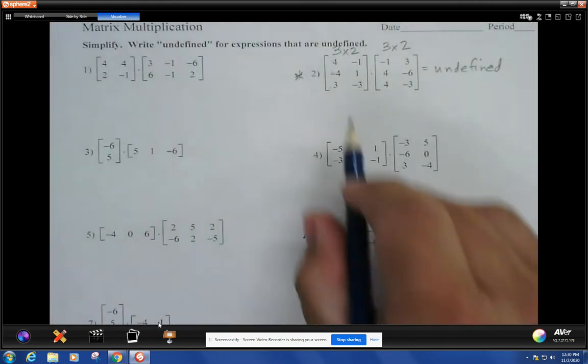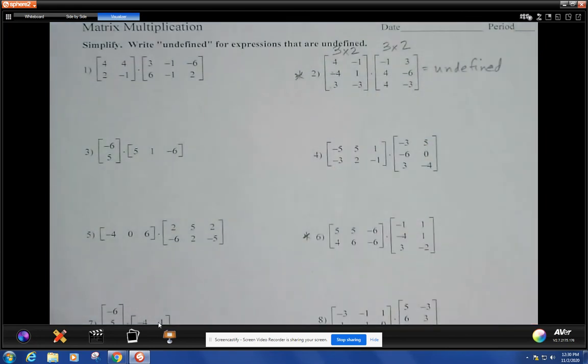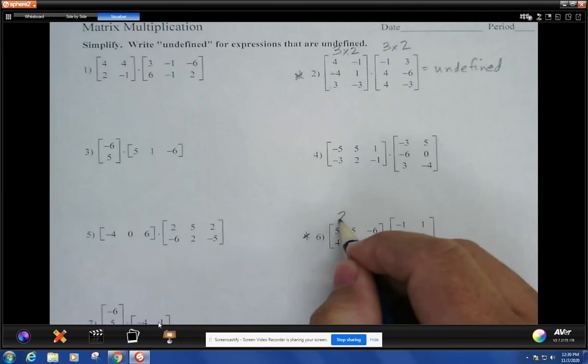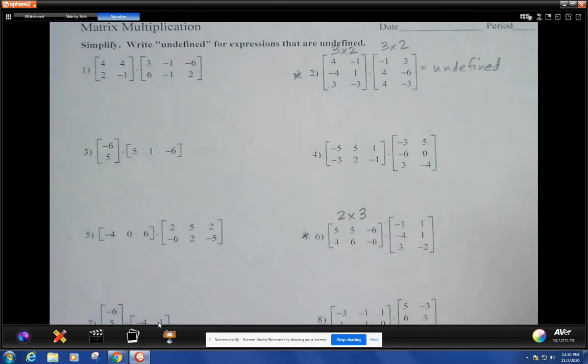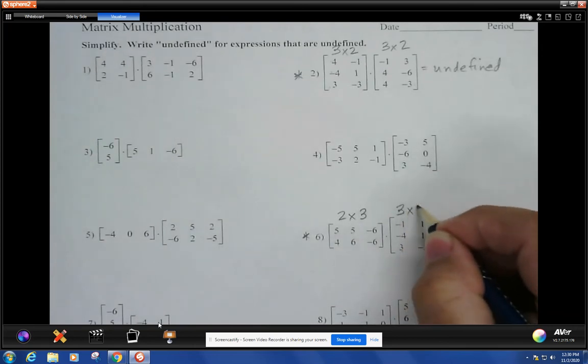Let's look at number 6 because we just figured out that these two, even though they were the same, could not be multiplied, which is kind of weird. Now I'm going to go down to this one. So this one I have 2 rows times 3 columns, so it's a 2 by 3. And here I have 1, 2, 3 rows and 2 columns, so it's a 3 by 2.